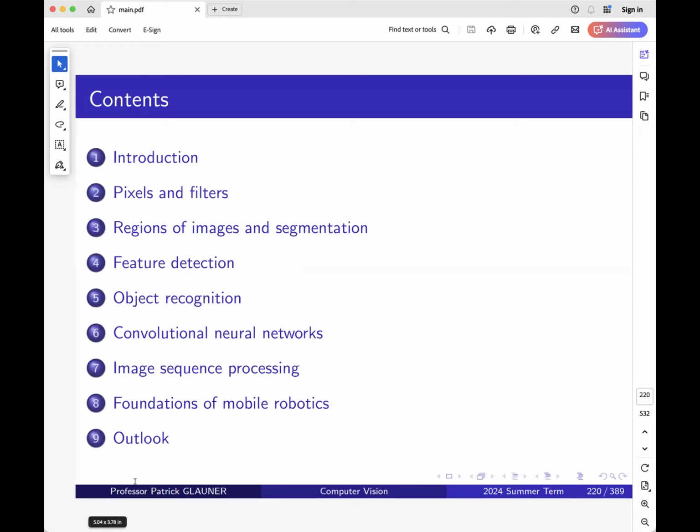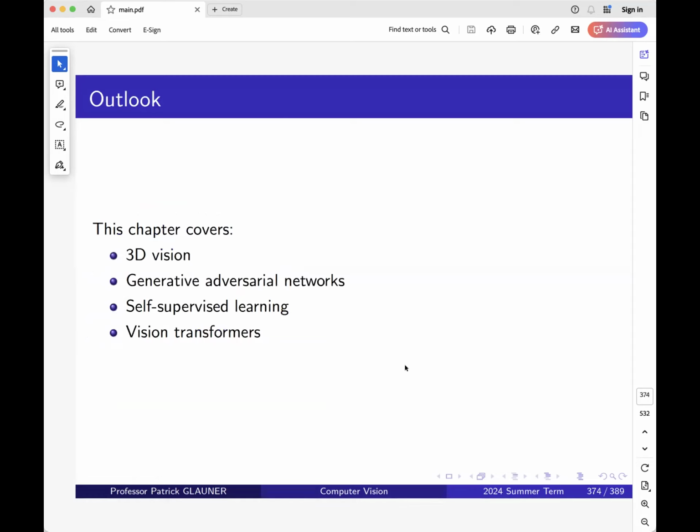And next week, we'll discuss mobile robotics because there's not enough time to start discussing this now. But there is a last chapter in the slide deck, which is called Outlook. It's just an outlook to discuss some far more advanced topics or topics that are hot right now. So I want to take the last few minutes, half an hour, to talk with you about this.